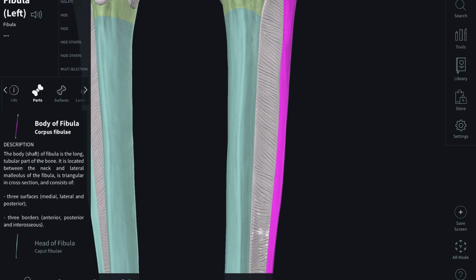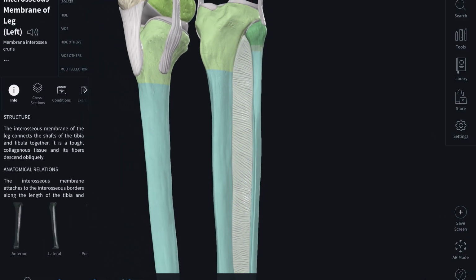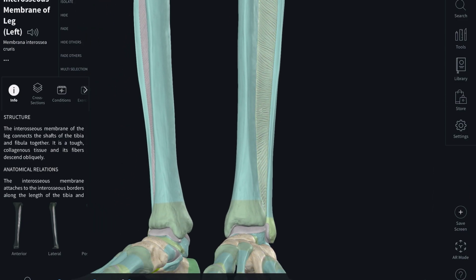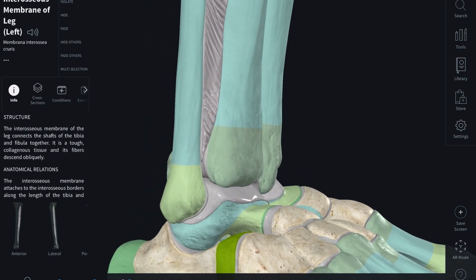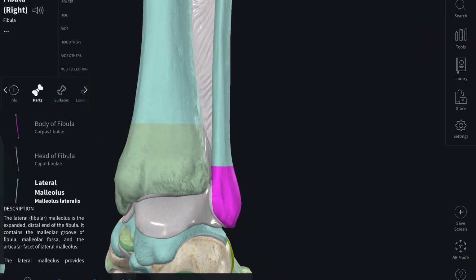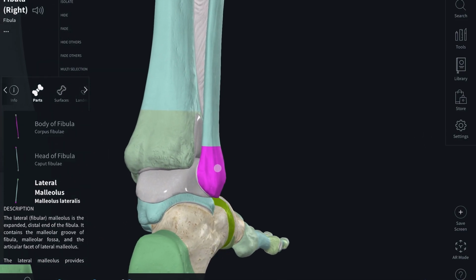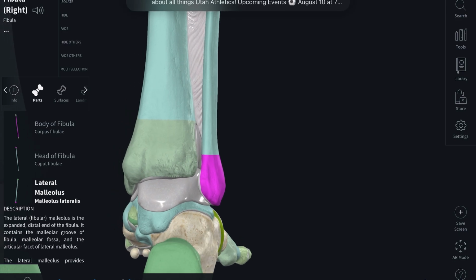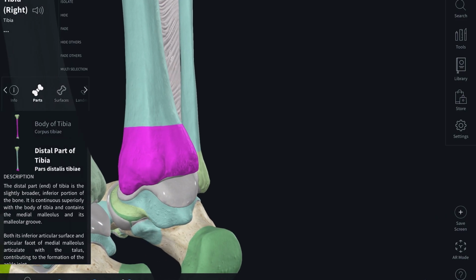Just like the radius and the ulna in the antebrachium, there is an interosseous membrane that sits in there. And it comes all the way down, and then we have this part of your leg. You know this as your ankle. It's your lateral malleolus, and that's coming from the fibula, while your medial malleolus comes off of the tibia.